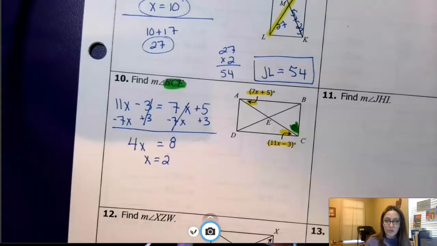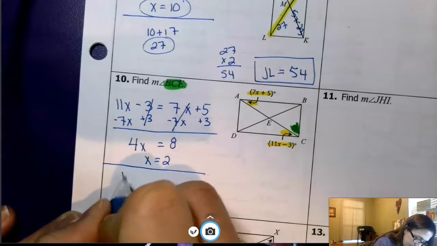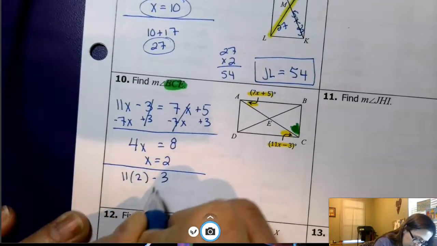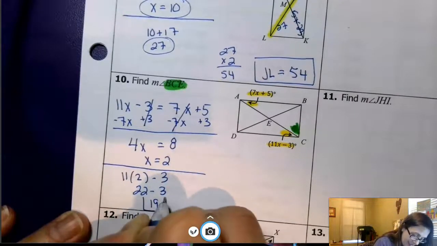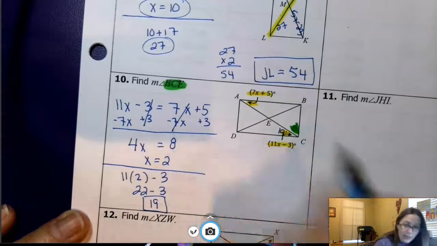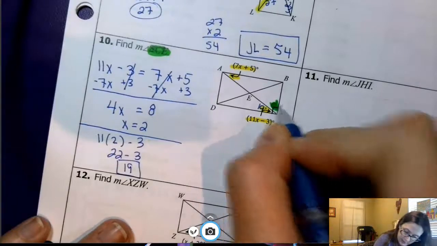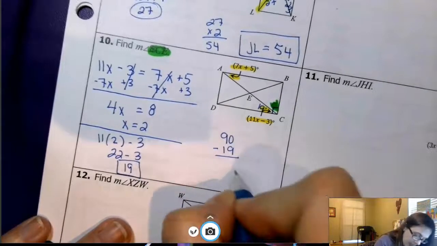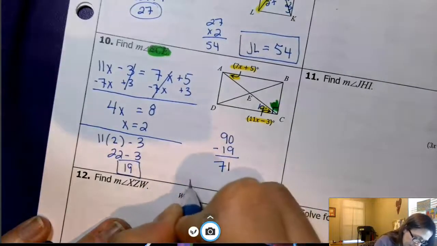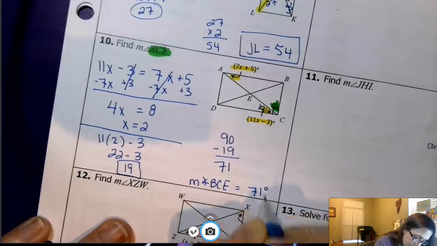So again, if you can do that one on your own, do it first. This one becomes a little bit tricky because if I plug x in to either of the angles, 11 times 2 minus 3, 22 minus 3, I get 19. 19 is not my answer. It's this angle right here, and these two angles together have to add up to 90. So now I'm going to do 90 and subtract that 19. I end up with 71. So the measure of angle BCE is equal to 71 degrees.